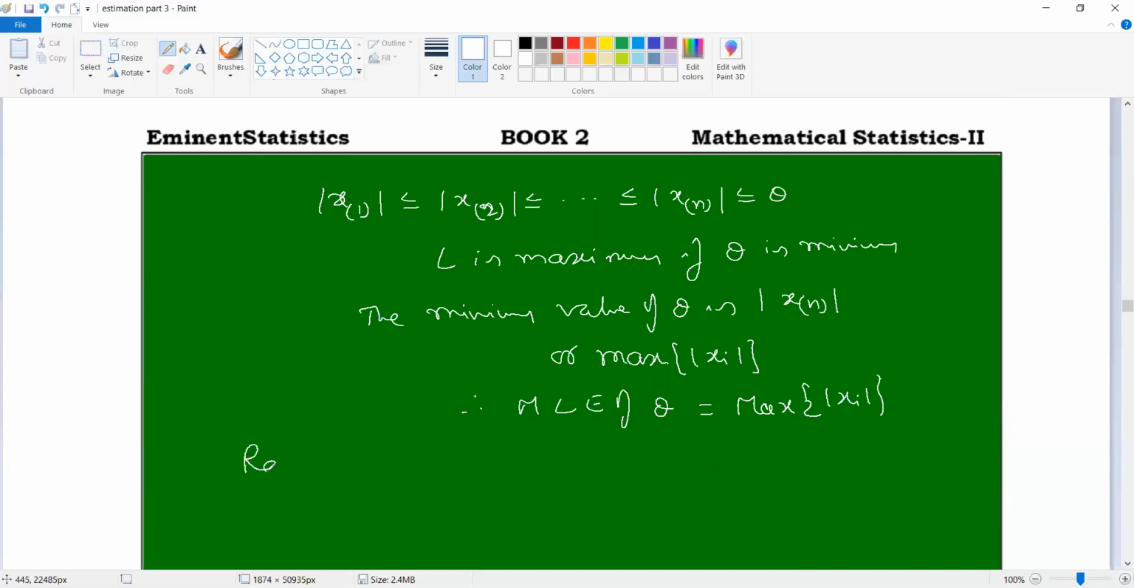Here, a remark for the generalization case. X follows uniform a minus theta comma a plus theta, a continuous uniform distribution. A is a known value. Theta is greater than a, where a is an arbitrary constant, any known constant value.